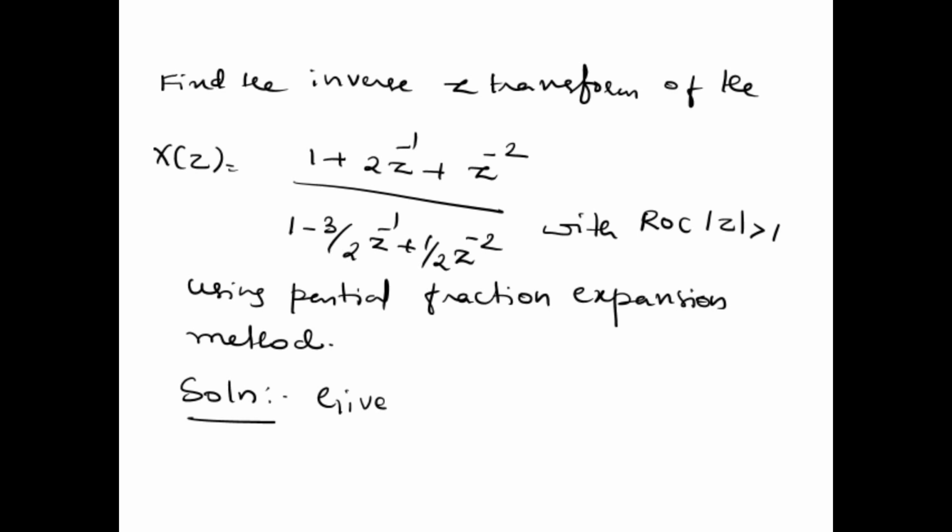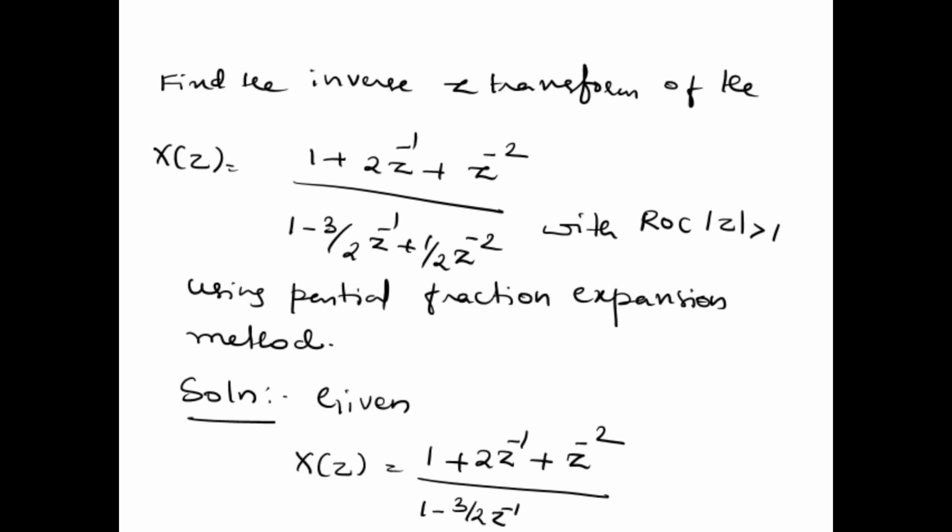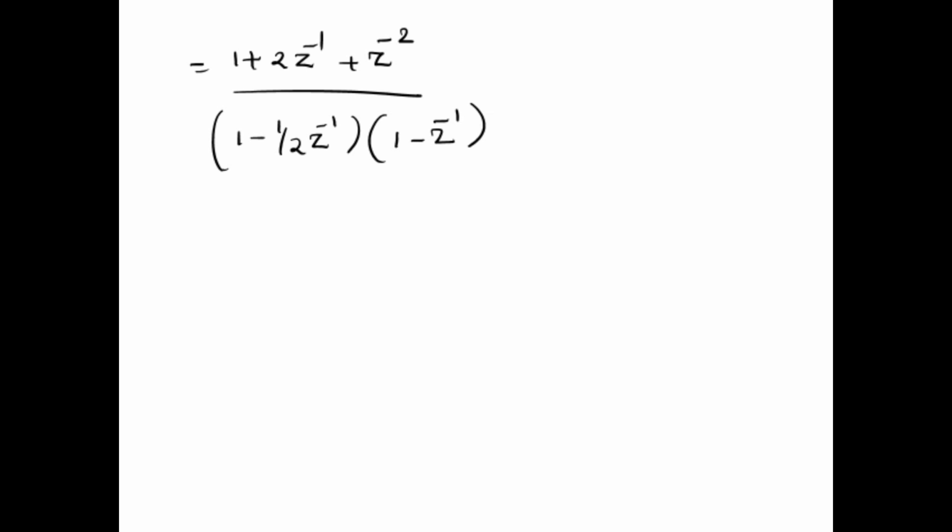It is given x of z is equal to 1 plus 2 z inverse plus z to the power minus 2 divided by 1 minus 3 by 2 z inverse plus half z to the power minus 2, which is equal to 1 plus 2 z inverse plus z to the power minus 2 divided by 1 minus half z inverse into 1 minus z inverse. Here m is equal to 2 and n is equal to 2. That means m is not less than n.